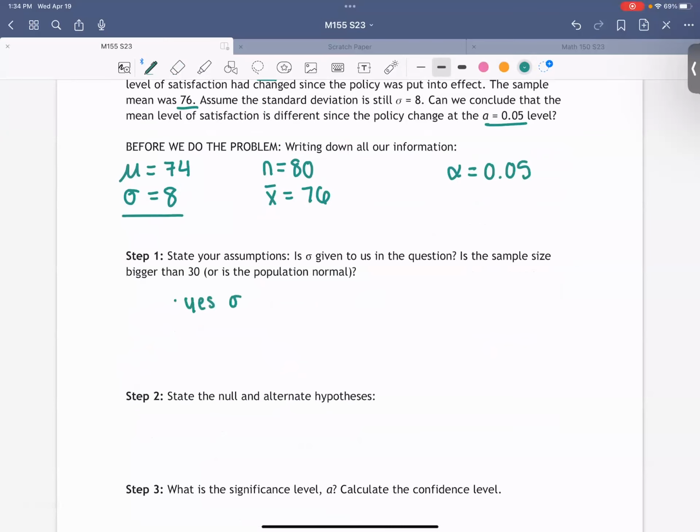Is the sample size bigger than 30? Well, is 80 bigger than 30? Yeah, perfect. 80 is definitely bigger than 30, so we definitely get a smiley face there. We can go on to step number 2.